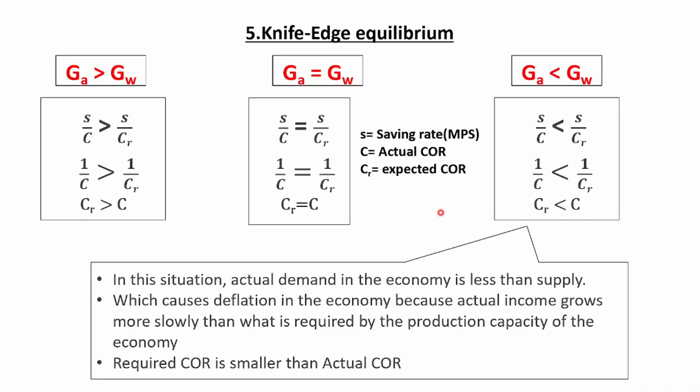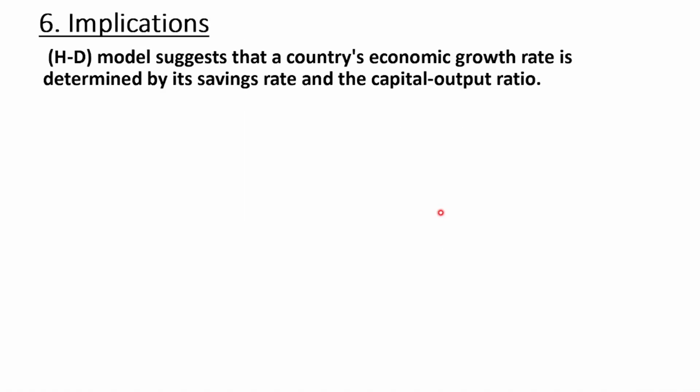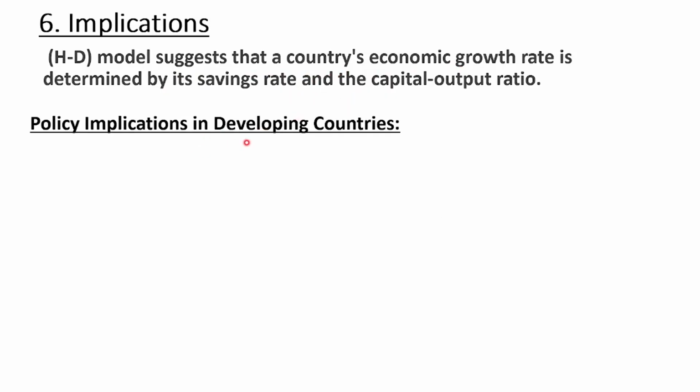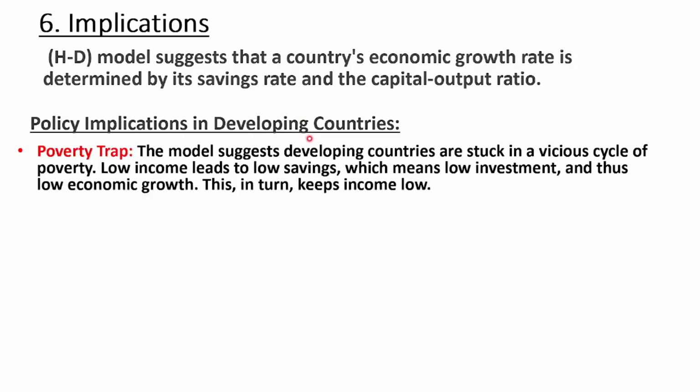Now let's go to the implications and relevancy of this model. The HD model suggests that a country's economic growth rate is determined by its saving rate and the capital output ratio. A policy implication for developing countries is the poverty trap. This model suggests that developing countries are stuck in a vicious cycle of poverty. Here the vicious cycle of poverty means a chain of poverty, where poverty is the cause of poverty.